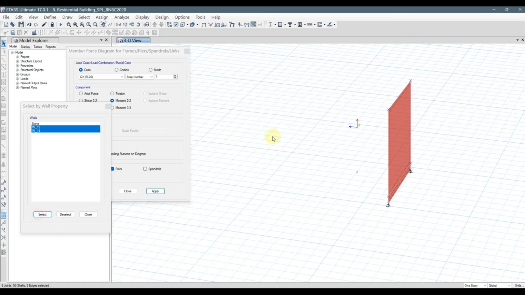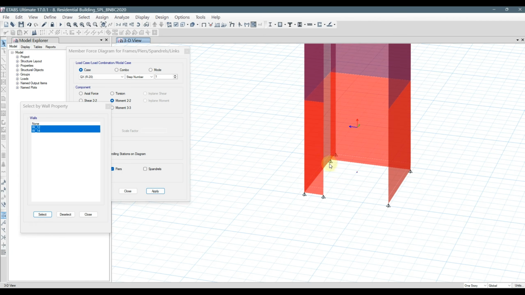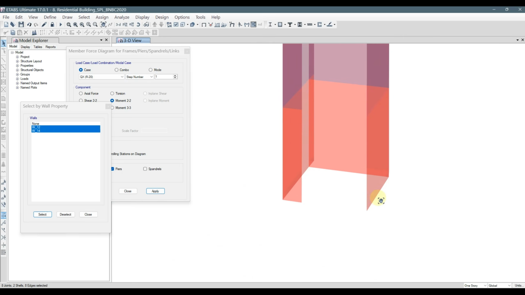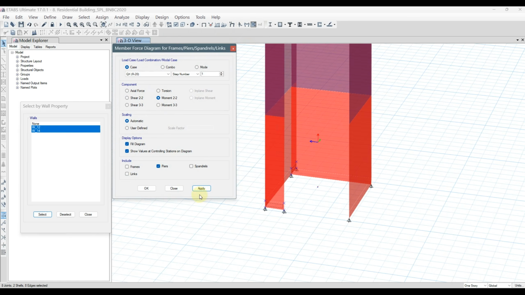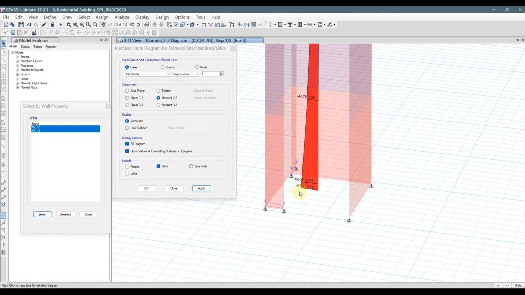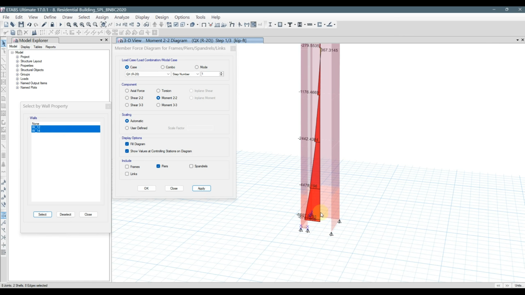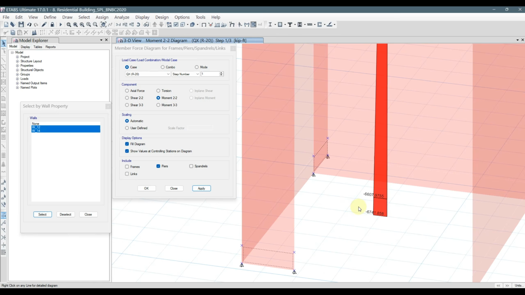However, it doesn't matter whether you provide pin or fixed here, your wall will resist bending moment in the in-plane direction. In-plane bending moment will always be there. For example, if I show you the bending diagram here, you see there is 6,700 bending moment at the bottom. It's 0 at the top, it increases like this and then becomes 6,700 at the bottom.